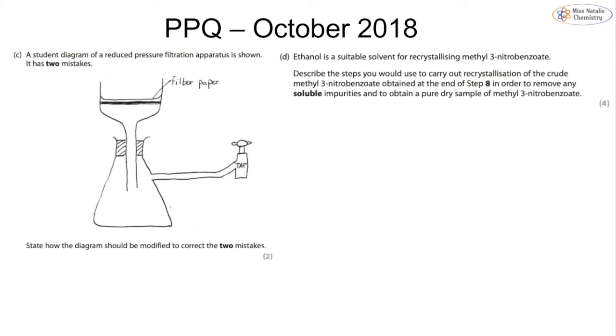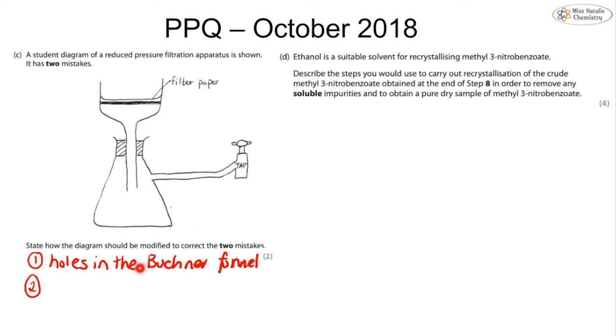Part C is looking at the diagram of the reduced pressure filtration apparatus, and the student's diagram has 2 mistakes. Now there are actually 3 modifications that we can make here. We can pick any 2 of them. So the first one is that in our Buchner funnel, we should be showing that there are holes. So rather than just this solid black line, we should be showing that there are holes within this.